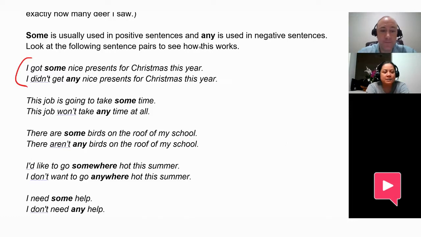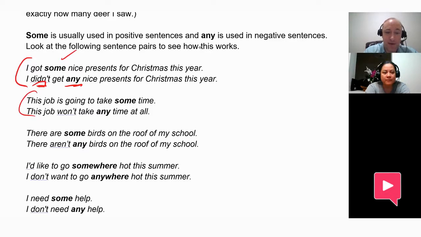I got some nice presents for Christmas this year. I didn't get any nice presents for Christmas this year. Good. So you can see here, this is the negative form, didn't, and then we use any. And then in the positive form, we use some.